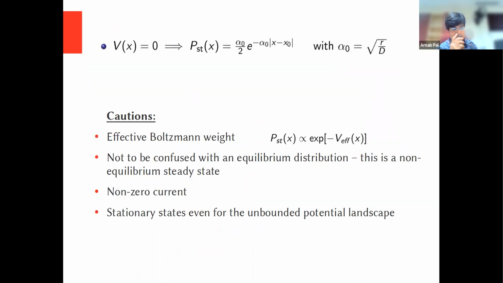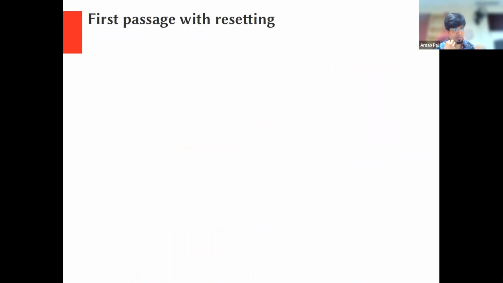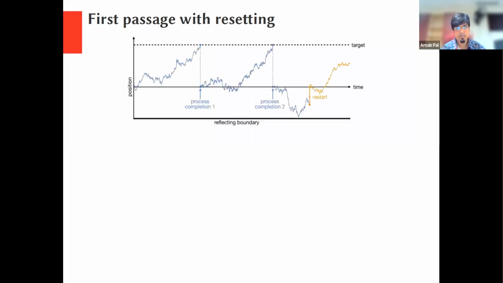Okay, so I have tried to give you a flavor of how resetting works. That was a spatial behavior. Now I want to move towards the temporal behavior, because we were talking about the mean time, et cetera. To do that, let's go back and think about the trajectory the way we saw it earlier.